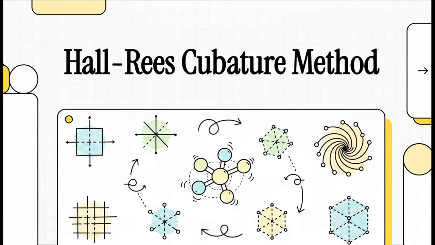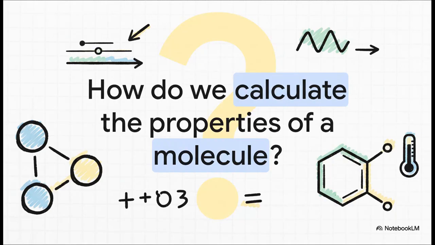All right, today we're jumping into a really brilliant piece of mathematical wizardry. I mean, it's basically a powerful shortcut for understanding the very building blocks of our world. It's called the Hall-Rees cubature method, and believe me, it's changing the game for how scientists figure out the nature of molecules. So let's just kick things off with the big question.